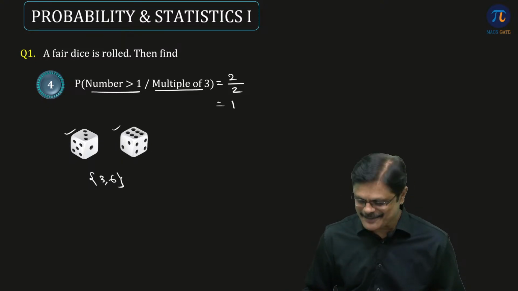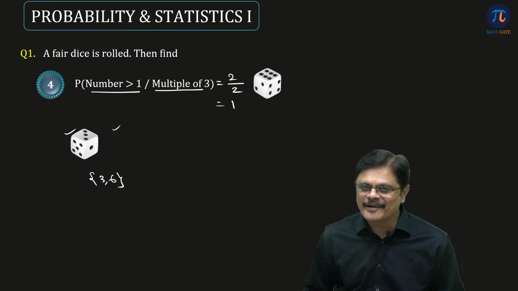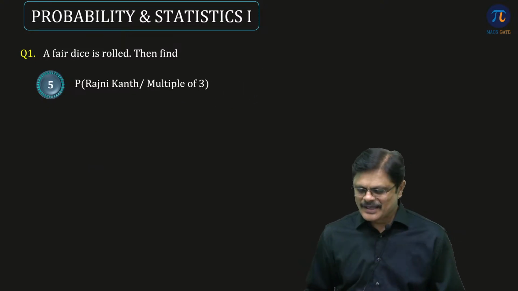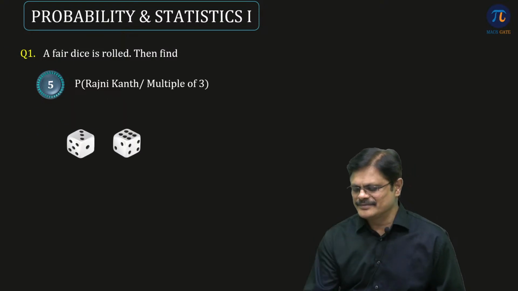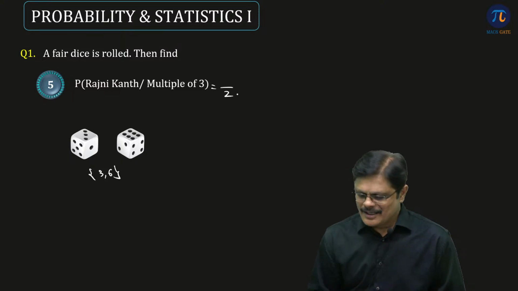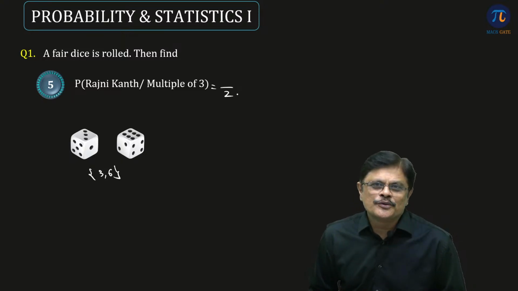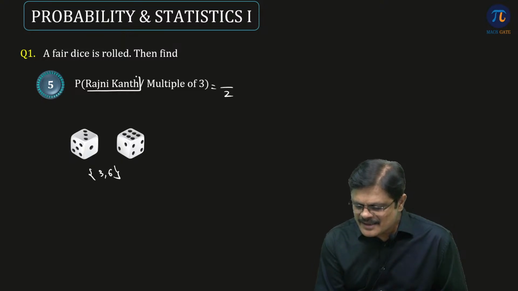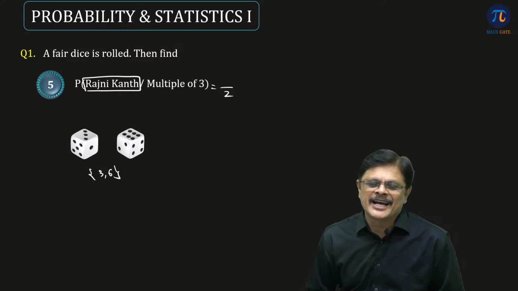It happens sometimes. Is the idea clear? Both are favorable for number greater than 1. Clear? Now look at this. Multiple of 3 happened. That is 3, 6 happened. Now out of these 2, which one is favorable for Rajnikant happening?